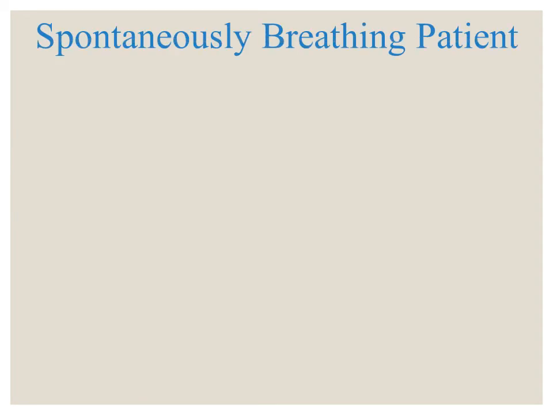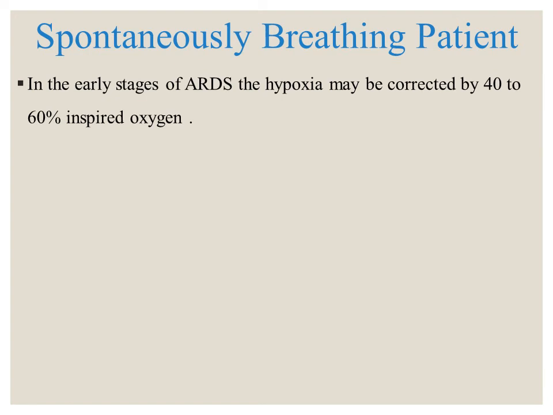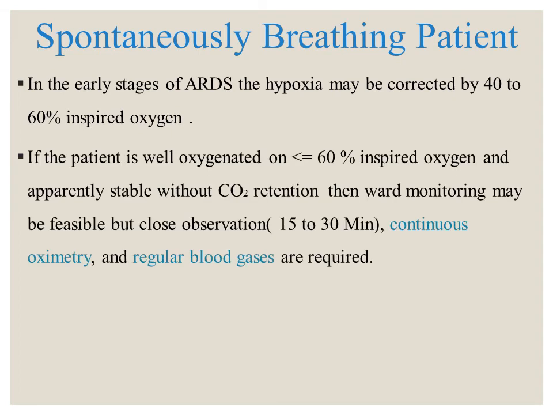So in a spontaneously breathing patient, in the early stages the hypoxia may be corrected by 40 to 60% inspired oxygen, and if the patient is well oxygenated on 60% inspired oxygen and empirically stable, then ward monitoring is feasible, but close observation and regular estimation of arterial blood gases is required.